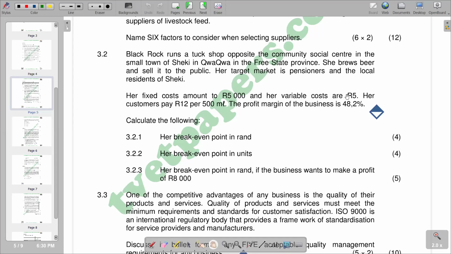In this video, we want to look at the calculation of the break-even point. So we've got a question that we want to go through. We've got question 3.2 that we want to go through according to this video.